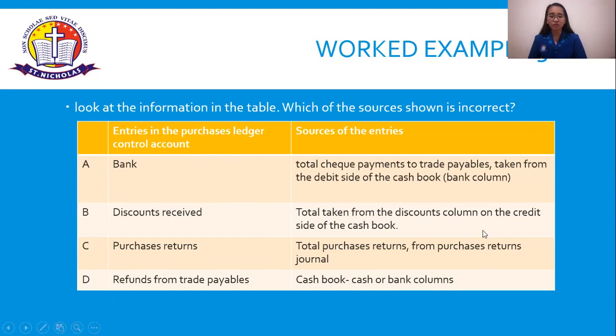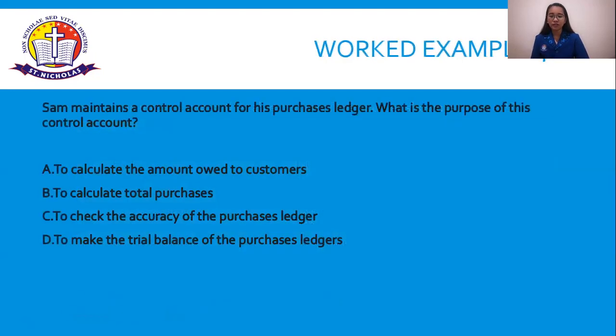These are all of the transactions that appear in the purchase ledger control account. All of these sources come from the books of prime entry. So keep remembering, from the books of prime entry. So the right answer is A, because this one is incorrect. Okay, we go to the next question.